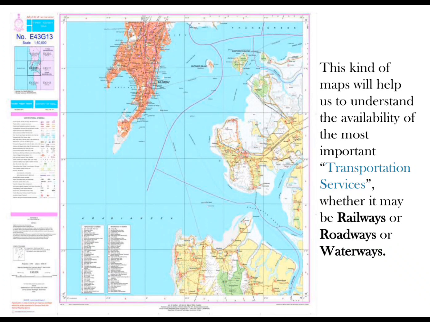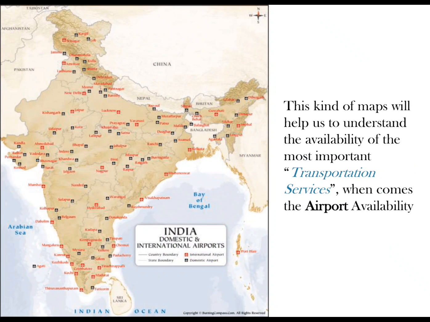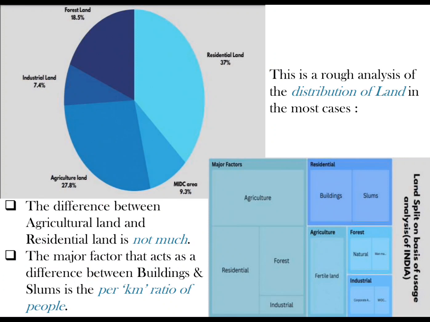Similarly, we have another map that will be checking the transportation services for airways, that is, if there are any airports available around the location. Next, we have a very rough analysis of the distribution of land in most cases.